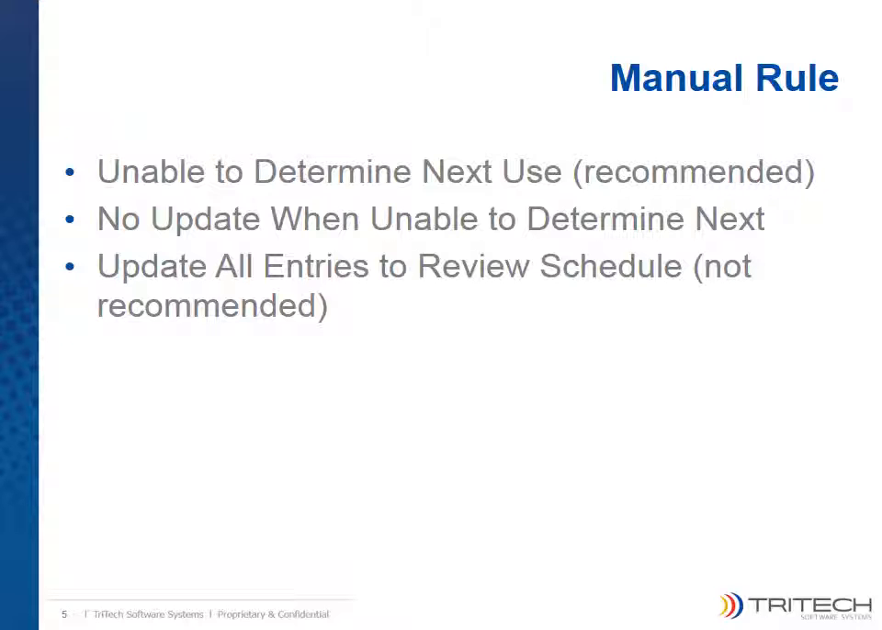No update when unable to determine next. As this option states, if the next payer or schedule cannot be determined, the call will remain in the current payer and schedule when the remittance credit is posted. Last but not least is the Update All Entries to Review schedule. This option would force all calls to the selected review schedule regardless of whether the next payer or schedule could be determined. This option is not recommended. It should only be configured in extreme cases where all claims that have been credited by remittance processing are required to go through a manual review before billing of the claim can be continued.